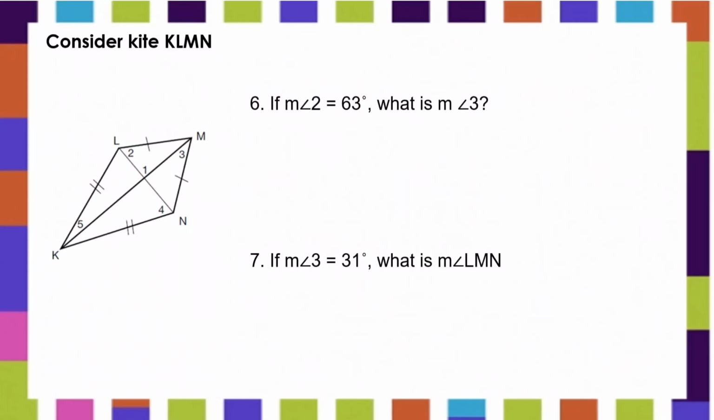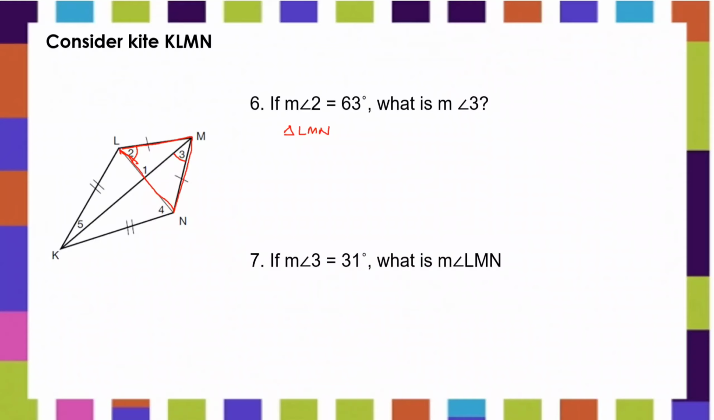Okay. Next, if the measure of angle 2 is 63 degrees, what is the measure of angle 3? Take note, ito yung angle 2. So, ano yung measure ng angle 3? Ito yung hinahanap natin. So, kung i-consider natin yung triangle LMN, itong triangle na to, LMN, this one. This triangle. Take note that this triangle is an isosceles triangle. Bakit? Kasi LM is congruent to MN.